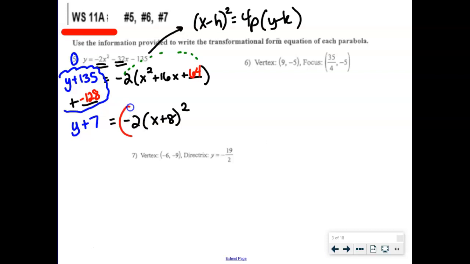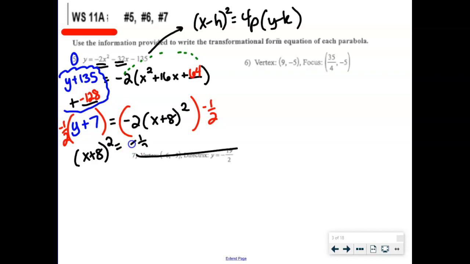Yes. I'm going to do both of those things. I'm going to reverse it, reverse the reverse. And I'm going to multiply by that negative 1/2 that you just talked about. So now you just have x plus 8 squared equals negative 1/2 times y plus 7. Now this particular question, all they wanted you to do was write the parabola. That's awesome. I'm going to take you one step further on the test though.